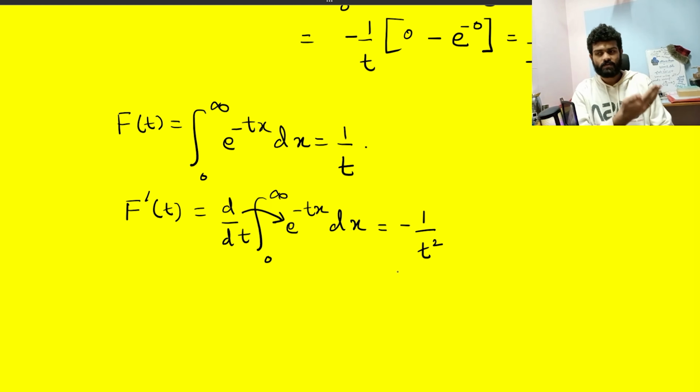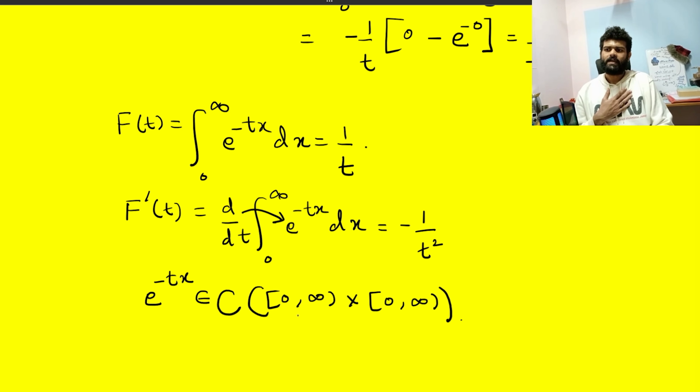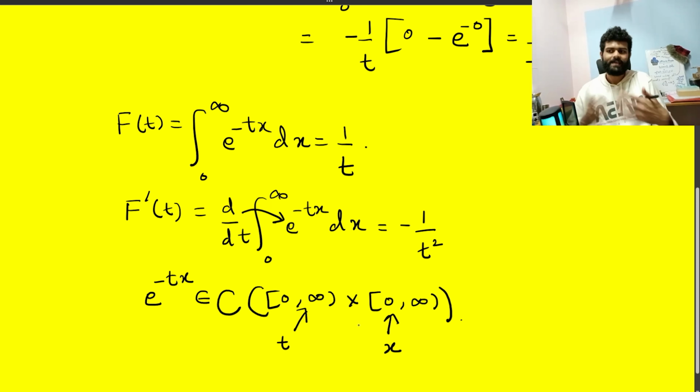And the answer is yes, you can do this because e to the power minus tx is a function which is continuous, maybe in the domain 0 to infinity cross 0 to infinity. This one corresponds to your variable t, and this one corresponds to your variable x. So you're picking values of t from this particular interval and values of x from this particular interval, and this symbol denotes that it's continuous in this particular set here.